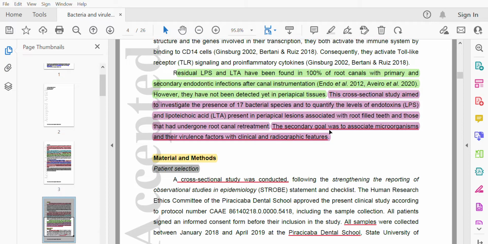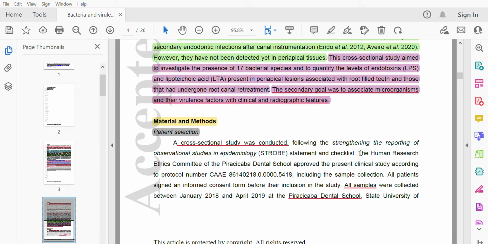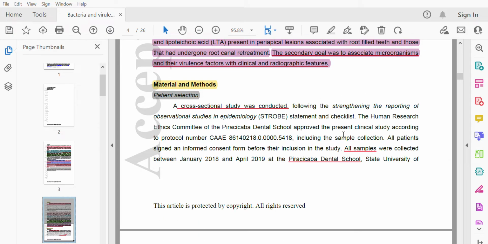This cross-sectional study aimed to investigate the presence of 17 bacterial species and to quantify the level of endotoxin, LPS, and LTA present in the periapical lesion associated with root-filled teeth and those that had undergone root canal retreatment. The secondary goal was to associate the microorganisms and their virulence factors with the clinical and radiographic features.